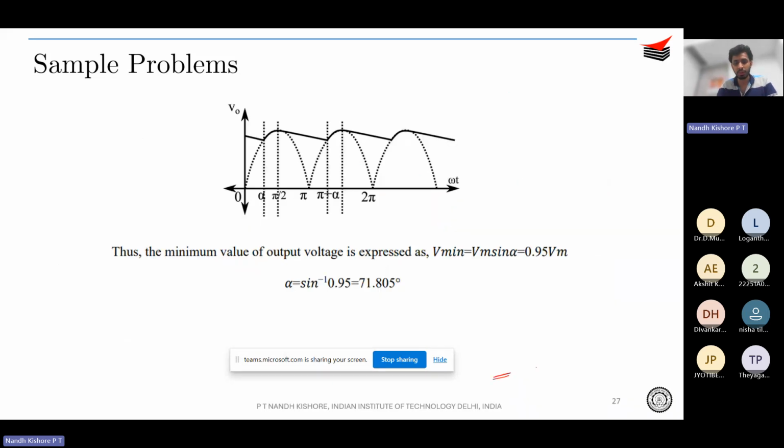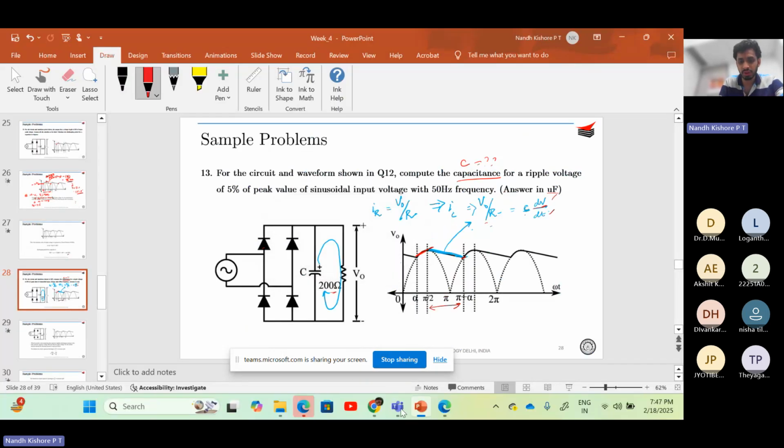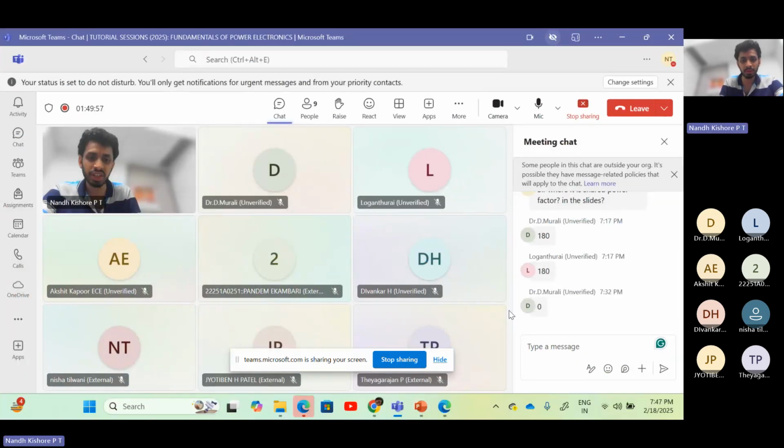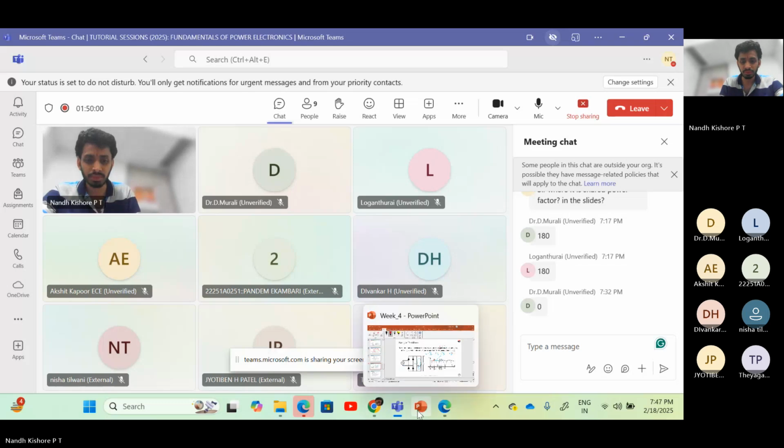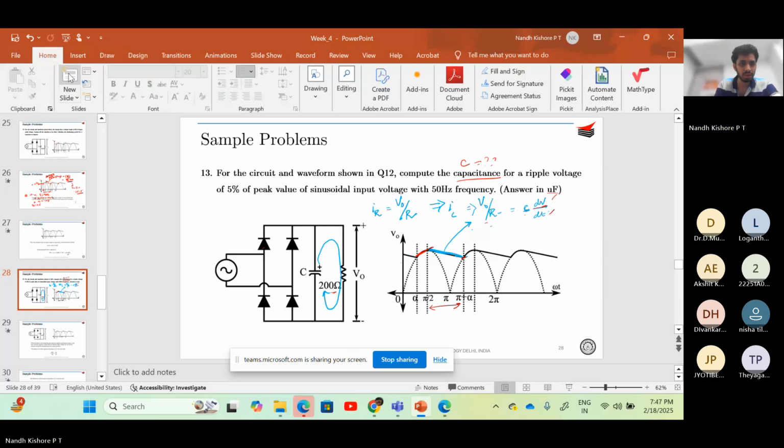We found the discharge period in the previous question. It was 161.8 degrees. You convert it into time, since that is omega t, so you know dt. So dV is known, dt is known, and R is given as 200 ohms. You know V naught, so you can get C. Did you understand? Does anyone have any doubt about how we are approaching this problem? Okay, so just try to solve it.